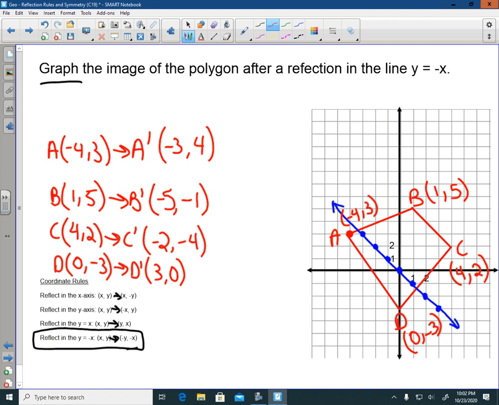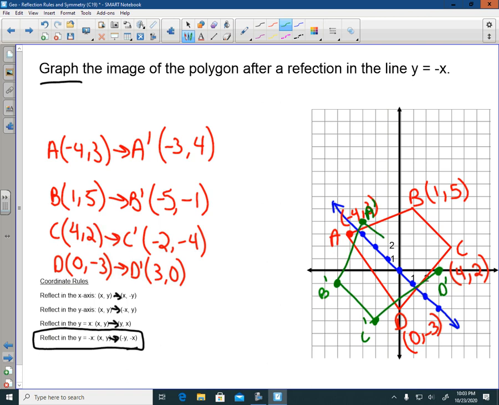And now we can plot those points and see what we got. So A prime is at negative 3, 4. Here's negative 1, 2, 3, positive 1, 2, 3, 4. Here is A prime. And then B prime is at negative 5, 1, 2, 3, 4, 5. Negative 1 here. Here's B prime. And then C prime is at negative 2, negative 1, 2, 3, 4. Here's C prime. And D prime is at positive 3, 1, 2, 3, 0. Here's D prime. And then you connect them, and it looks like a mess.